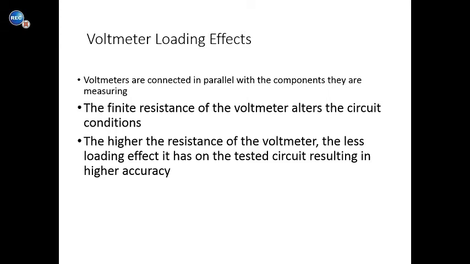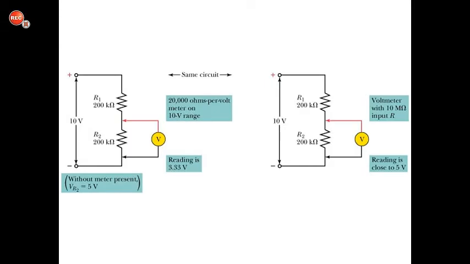The finite resistance of the voltmeter alters the circuit conditions. The higher the resistance of the voltmeter, the less loading effect it has on the tested circuit, resulting in higher accuracy. And so we've looked at circuits like this before, and we'll look at a couple here again. Here in this example, you see that the source voltage is 10 volts. The resistances are equal, and they're in series, so we expect the voltage drop on each resistor to be about 5 volts.